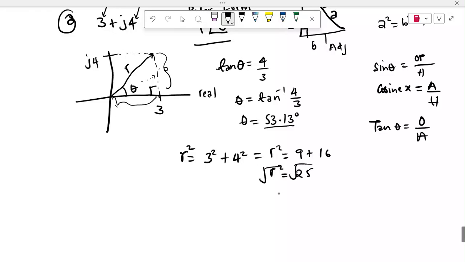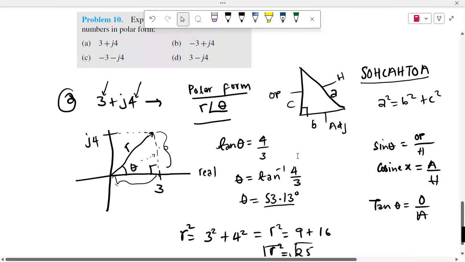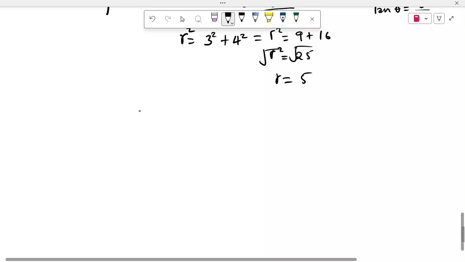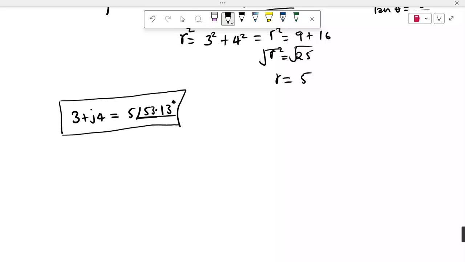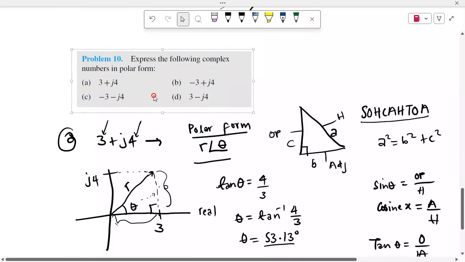Square root, so r equals 5. So now your answer in polar form is, you write the question: 3 + j4 in polar form is 5 at an angle 53.13 degrees. This is how you write it. So you do the same for all the questions. Okay?